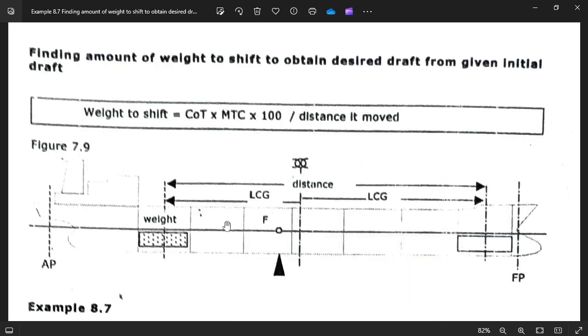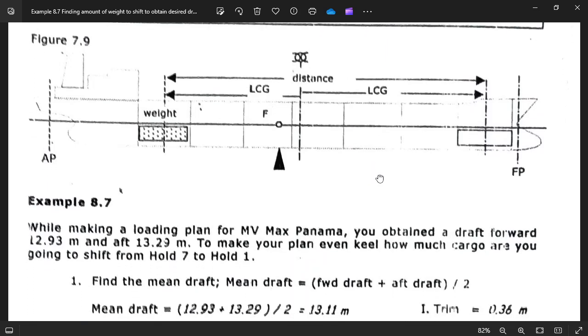This one. Okay. Weight to shift is, this is finding the amount of weight to shift. It is asking now the weight, not the distance. Shift to obtain desired trim from given initial trim. Okay. So weight to shift equals change of trim times MTC times 100 over the distance it moved. Okay, this is the problem.